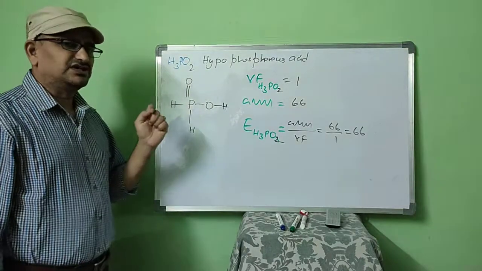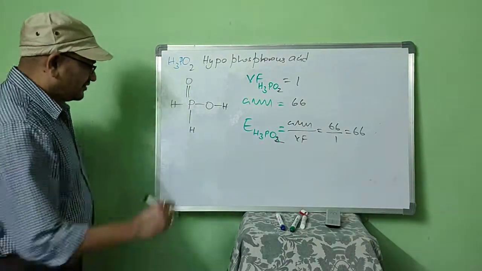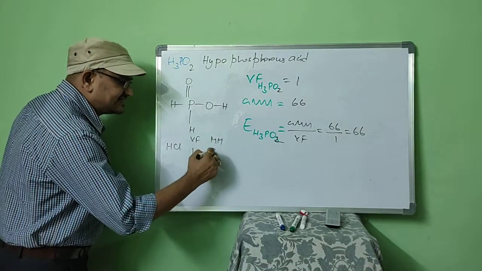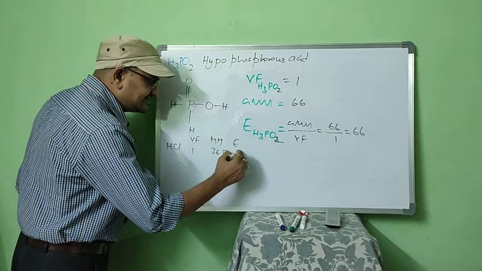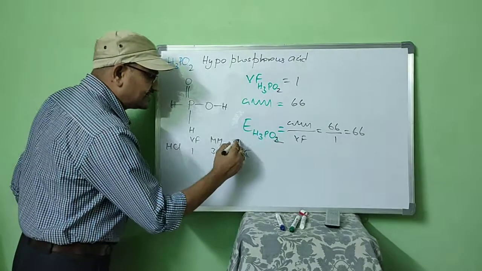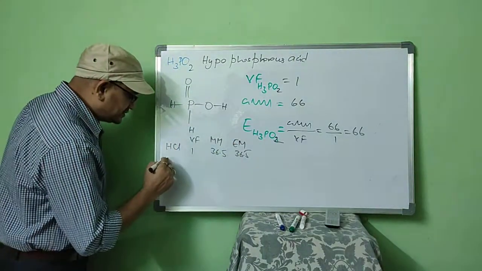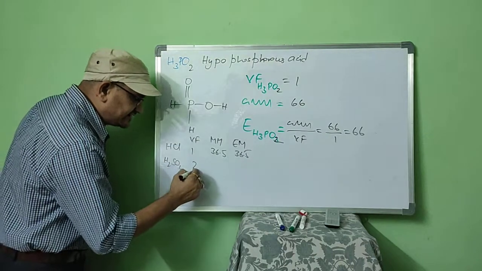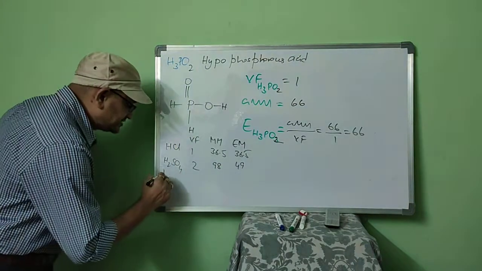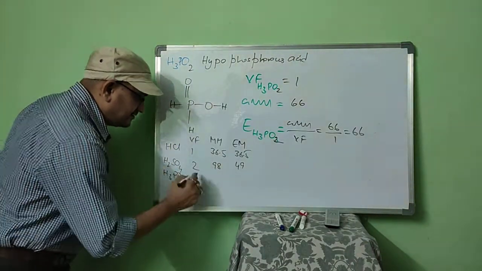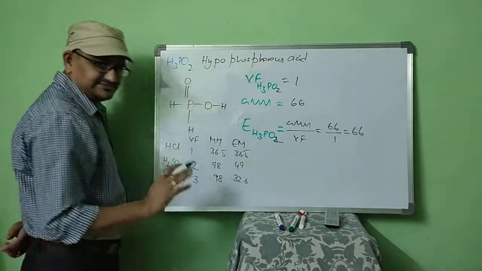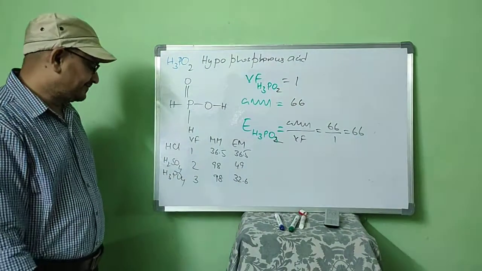Now we have some logical questions in this. We calculated HCl: valency factor is 1, molecular mass is 36.5, so equivalent mass is 36.5. Whenever the valency factor is 1, molecular mass and equivalent mass are the same. H2SO4: valency factor is 2, molecular mass is 98, equivalent mass is 49. Correct? H3PO4: valency factor is 3, molecular mass is 98, equivalent mass is 32.6.